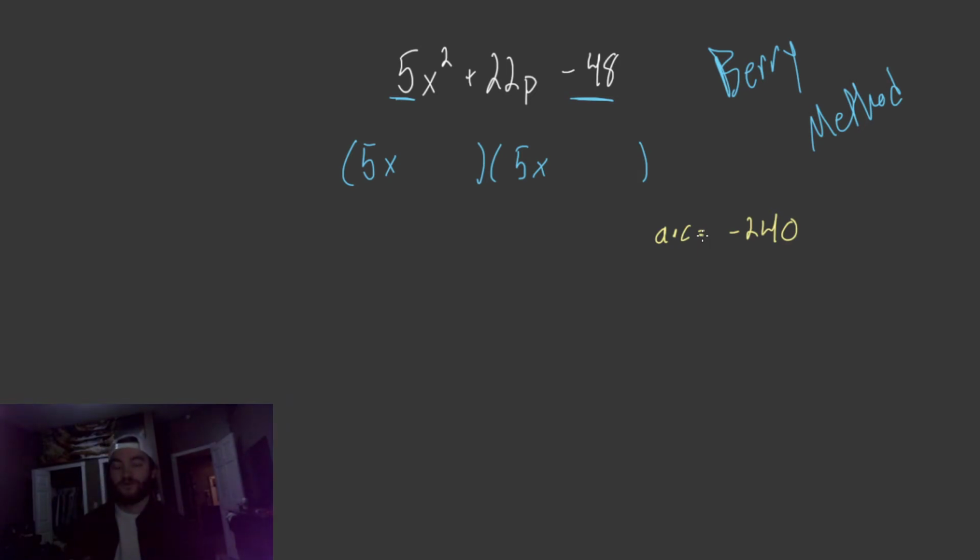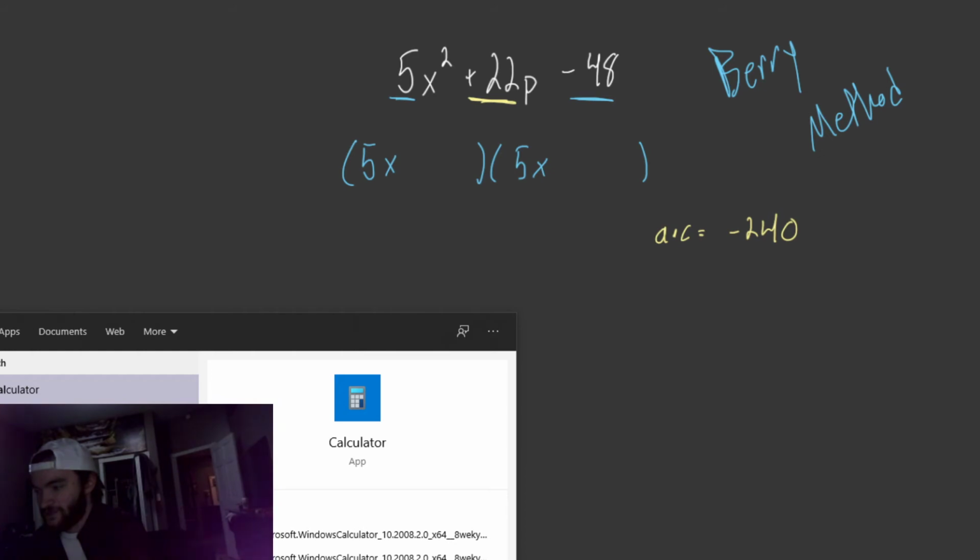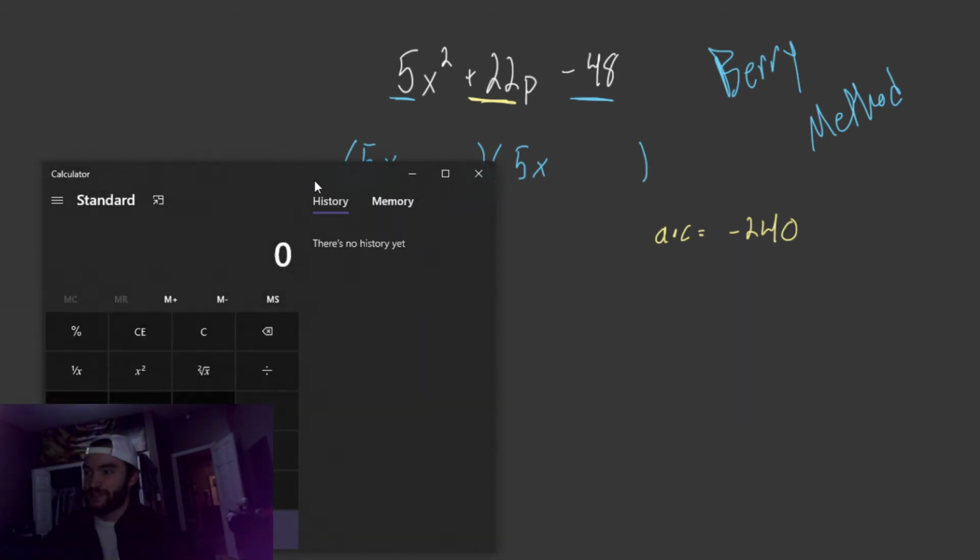Now, instead of looking at the negative 48 for what adds up to 22, we're going to look at negative 240. And you think, oh gosh, Mr. McMahon, I don't want to have to do all that. That seems like a lot of work. And it is a lot of work, but I promise you that trial and error would be a lot longer than doing it this way.